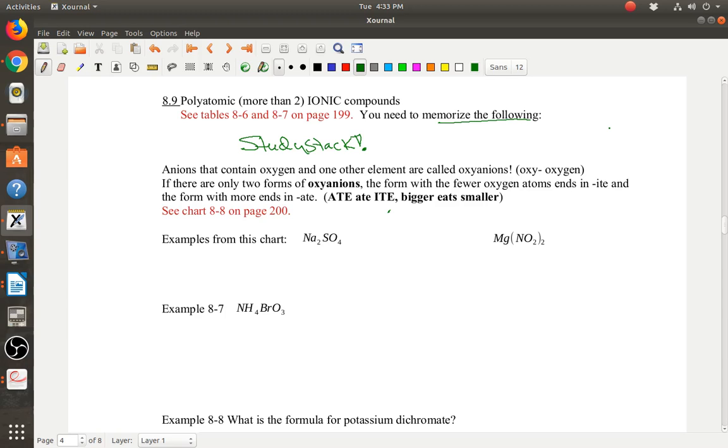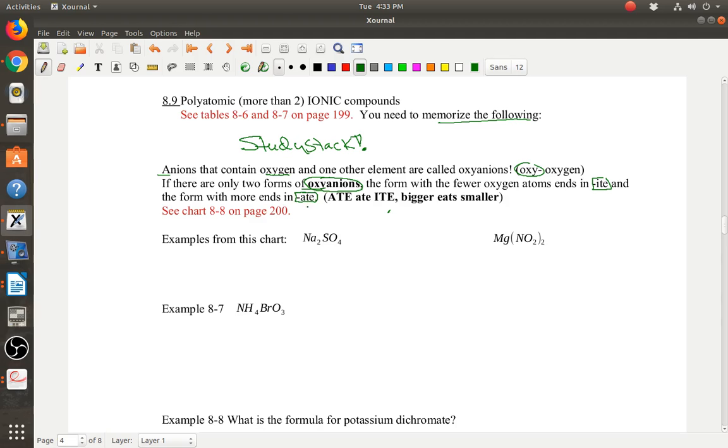Now, we're going to continue on in our notes, and we're going to learn polyatomic ionic compounds. I told you the ones you need to memorize are in the study stack. Now remember that anions are negative ions, and negative ions that contain oxygen are called oxyanions, negative ions with oxygen. The form with the fewer oxygen atoms ends in "ite," and the form with more ends in "ate."